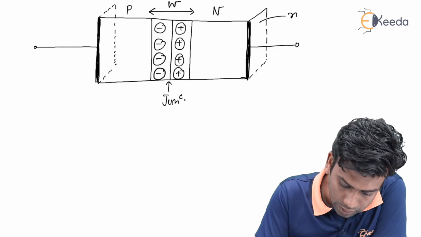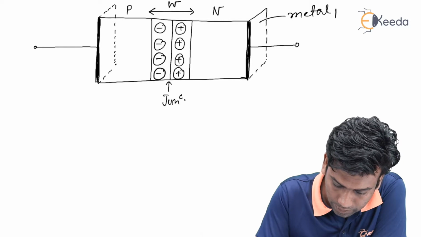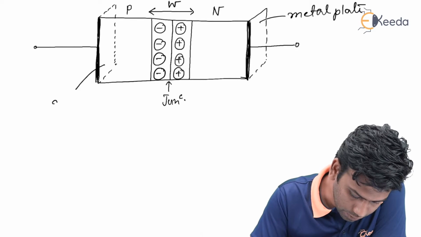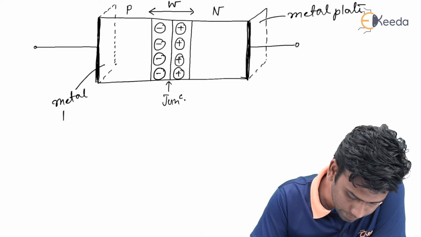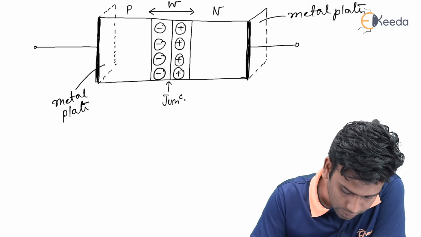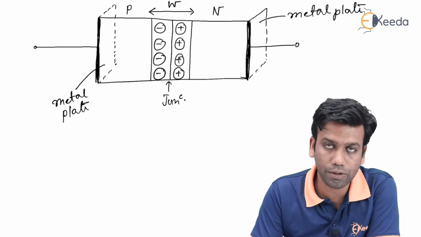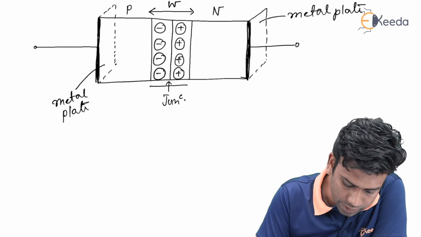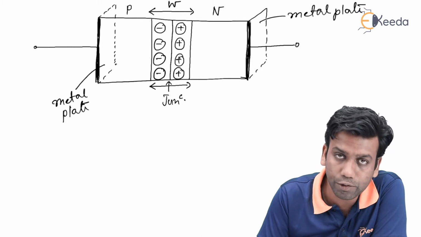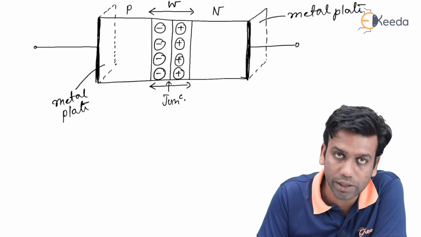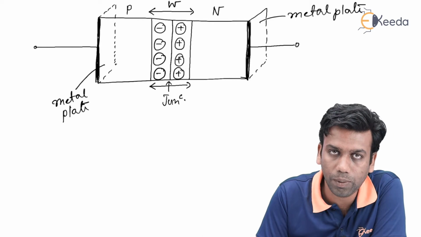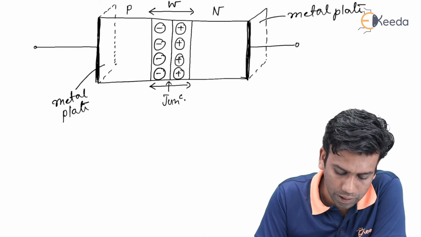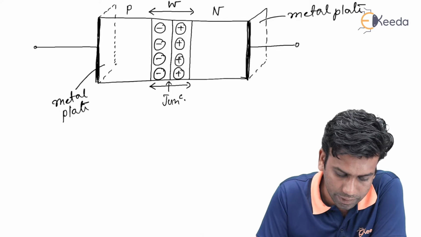So, this is the metal plate and this is also the metal plate. We can look at this diode as a parallel plate capacitor where charges are accumulated in between the two metal plates. Hence, it will give an equivalent capacitance, and that capacitance value is the junction capacitance.